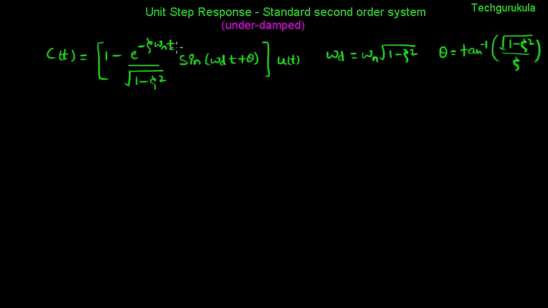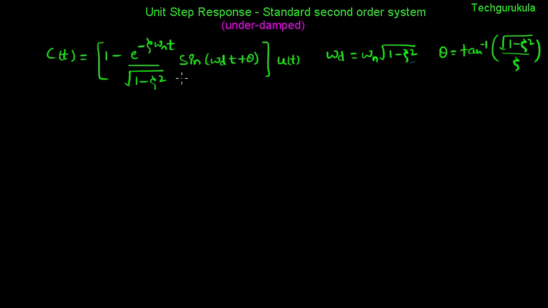Unit step response in time domain for an underdamped standard second order system is given by this expression, which we have derived in the previous video, where omega d is given by this formula and theta is given by this formula. In this video we will see how C of t looks if you plot it in a graph, and we will see associated parameters of the system like rise time, peak overshoot, settling time, and steady state error.